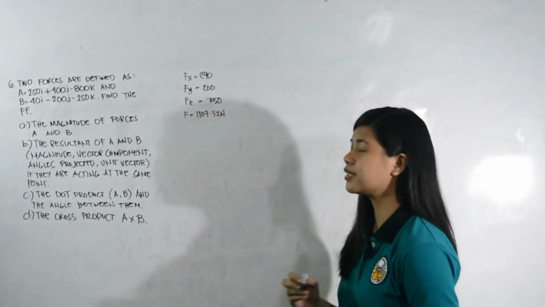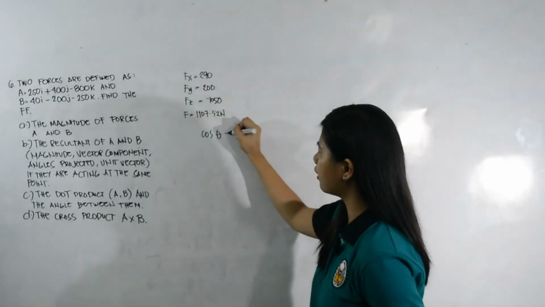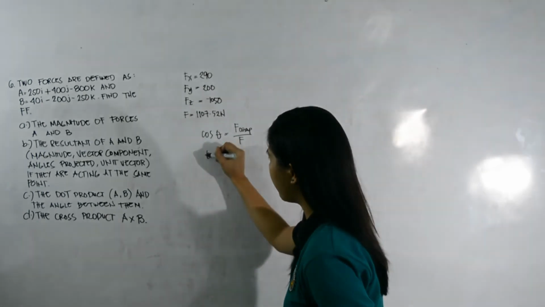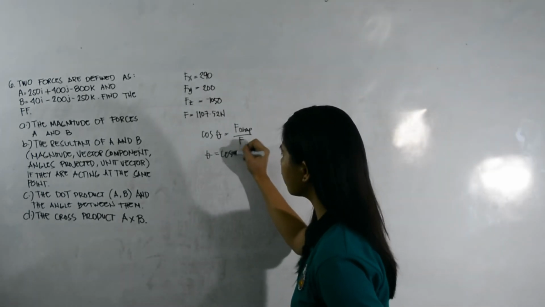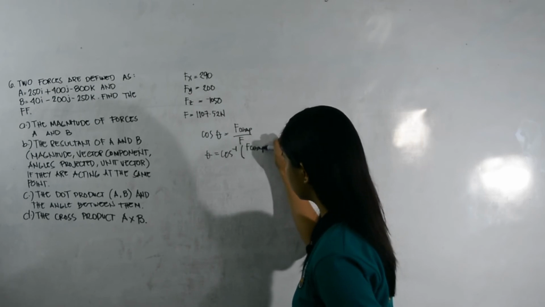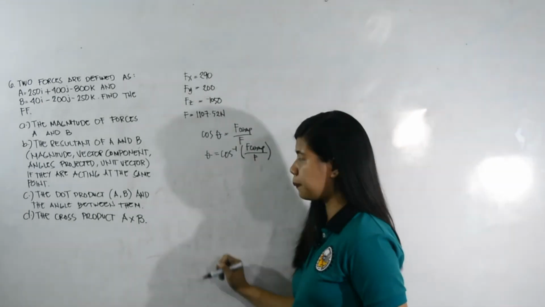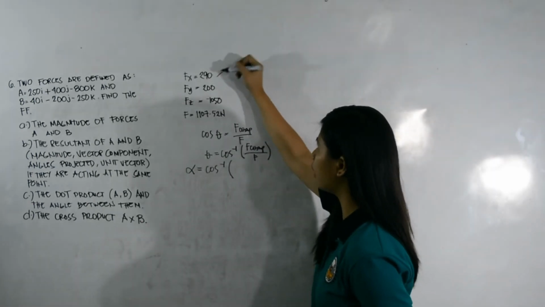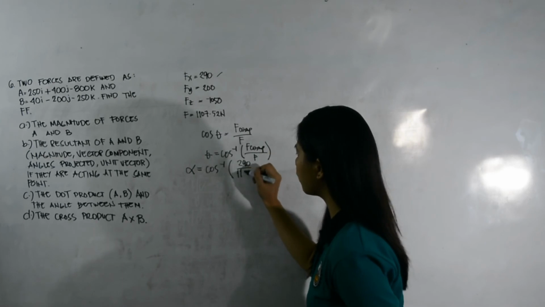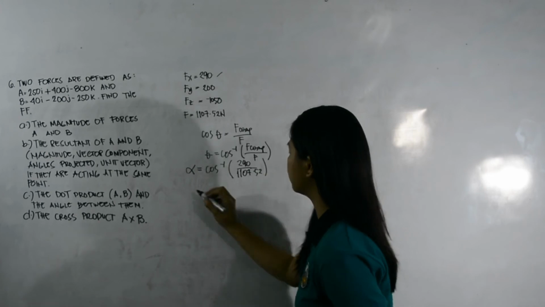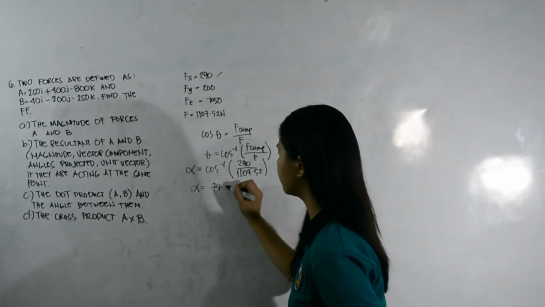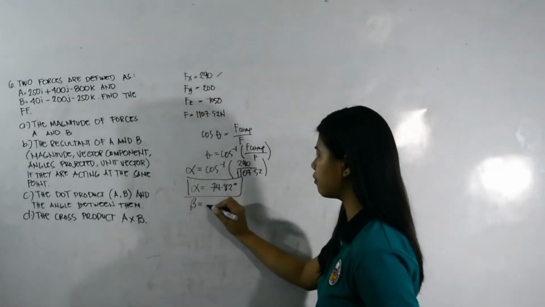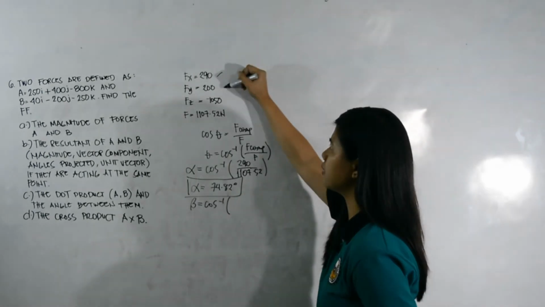For the angles projected, we use this formula of cosine theta is equal to F component over F. And for getting the angle, theta is simply equal to arc cosine of F component over F. For our alpha, we have arc cosine of Fx, which is 290, over F, 1107.52. And our alpha will be 74.82 degrees.